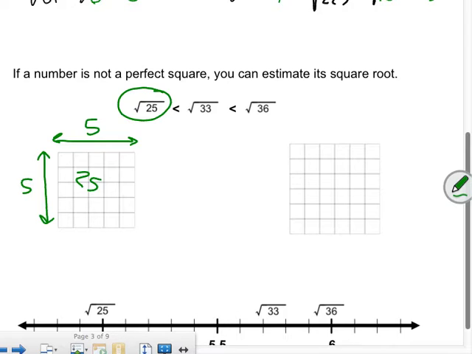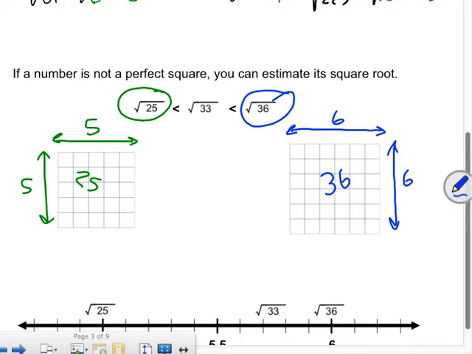That's what makes it a square. So for 36, what would be the length of this box? It's 6. And the height of the box is also going to be 6. And the area is 36. So if we take the square root of 36, we know the length and the width of the square. Got it? That's what makes them a perfect square.